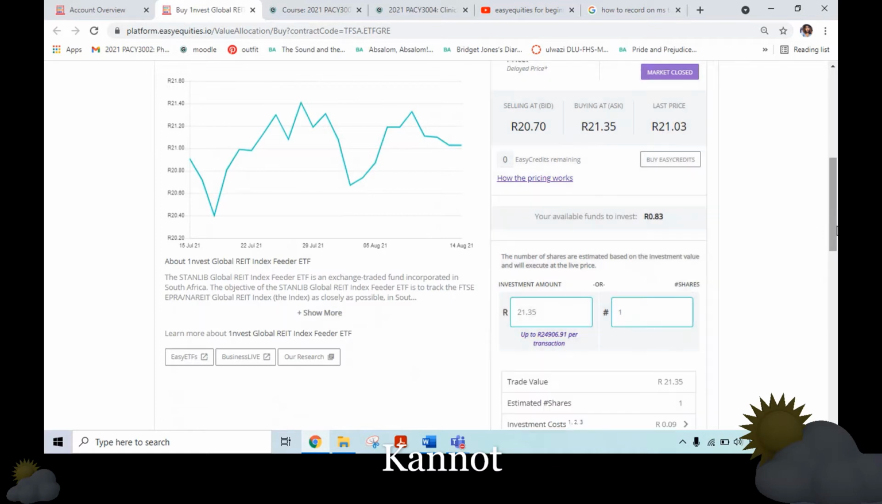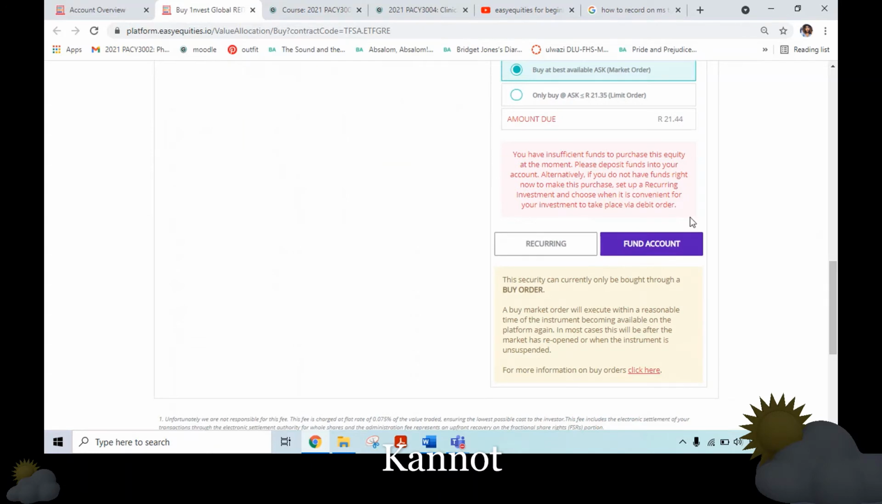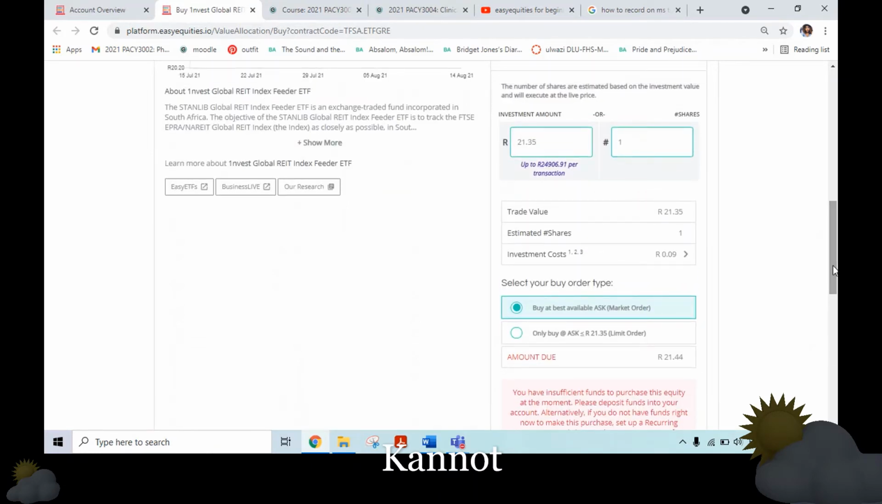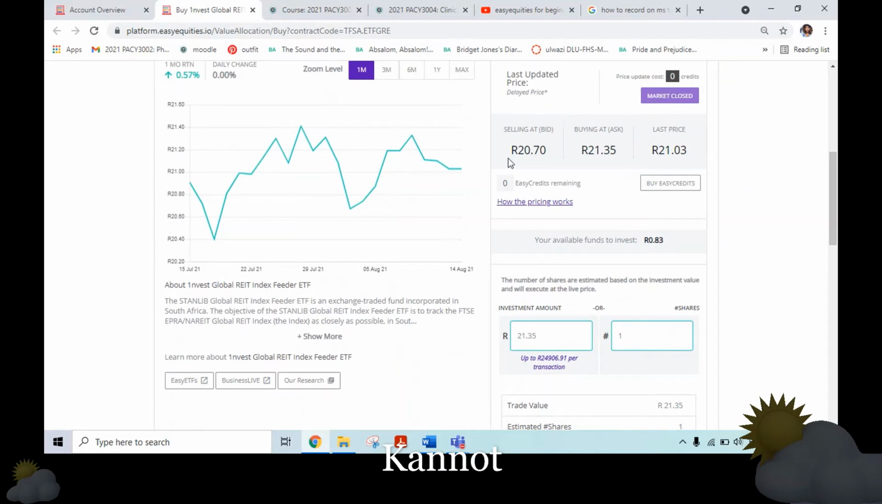Then it's going to charge you 9 cents, an investment cost. This is how much they'll charge you to invest with them. For me, I have to fund this account, but normally it would say, buy now. So it's immediate. You get to buy now, or you can buy it when it costs even less than what you are looking for. But the problem I have is that when you're selling it, it sells for way less than it's worth buying.